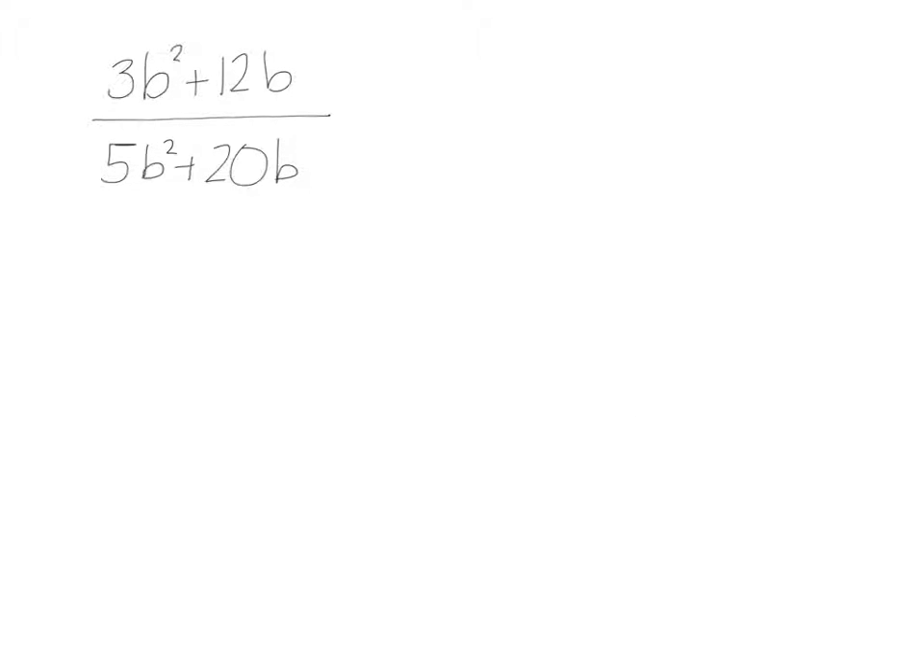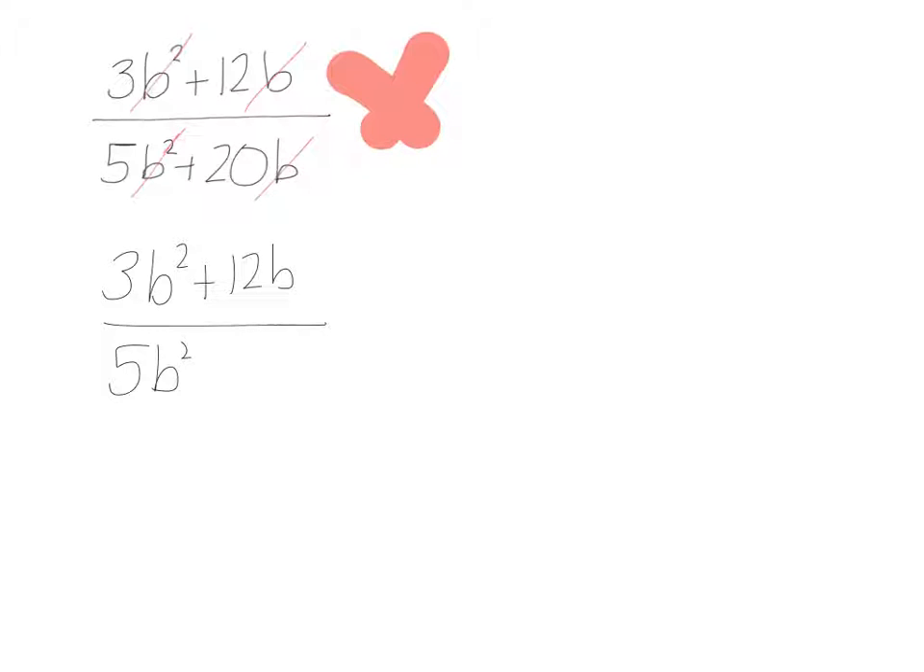Okay, in this example we have been asked to simplify 3b squared plus 12b divided by 5b squared plus 20b. Remember, what you cannot do is simply go b squared and b squared, and b and b. We cannot do that because we've got this addition in the middle here. We've got nothing that is multiplying. So we cannot do this. Okay, so I'm just going to rewrite my question again: 3b squared plus 12b divided by 5b squared plus 20b.